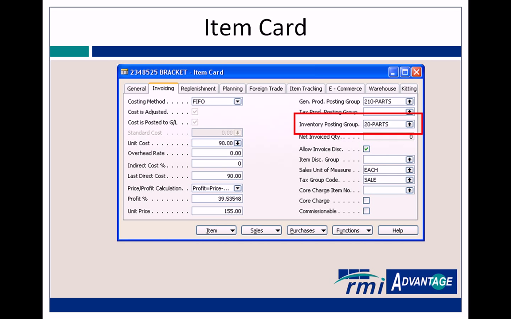In this case, we consider our bracket a part, and in our inventory posting group would be where we set up our GL accounts for our balance sheet impact when this item is used on a transaction. When you drill into the inventory posting group field, you get the inventory posting setup.